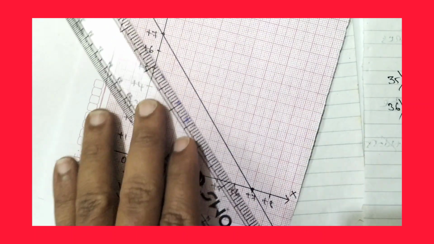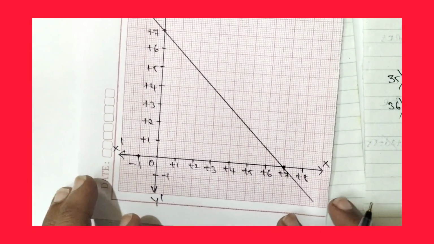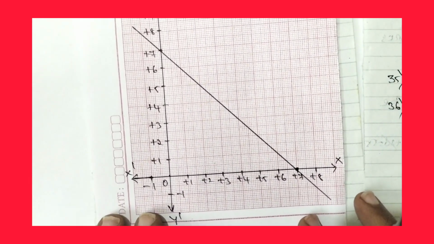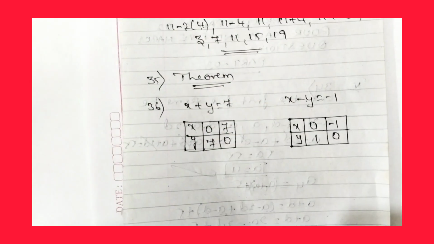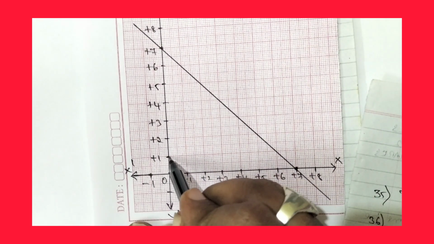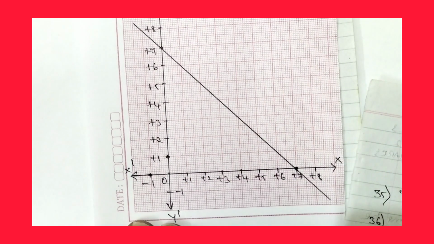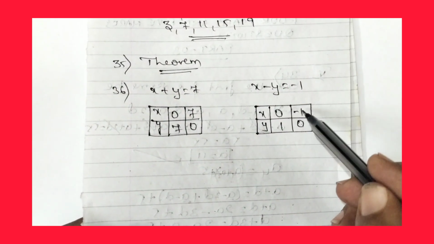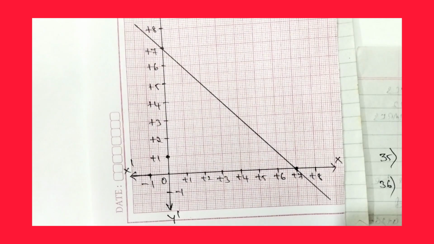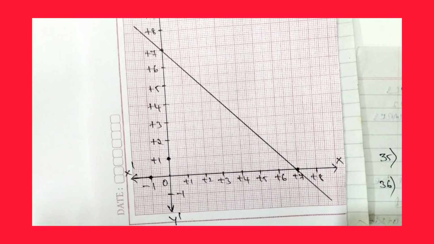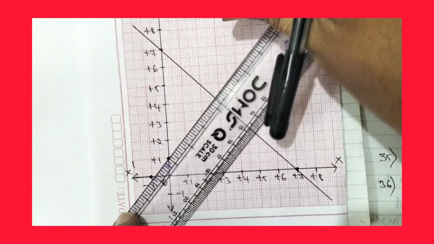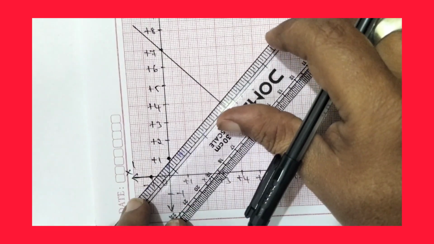So this is one line for one equation. So let us draw another line for another equation. If x is equal to 0, then y is equal to 1. X is 0 and y is 1 is here. Then another value is if y is equal to 0, x is equal to minus 1. If y is equal to 0, x is equal to minus 1 means here minus 1. Now let us join these 2 points.